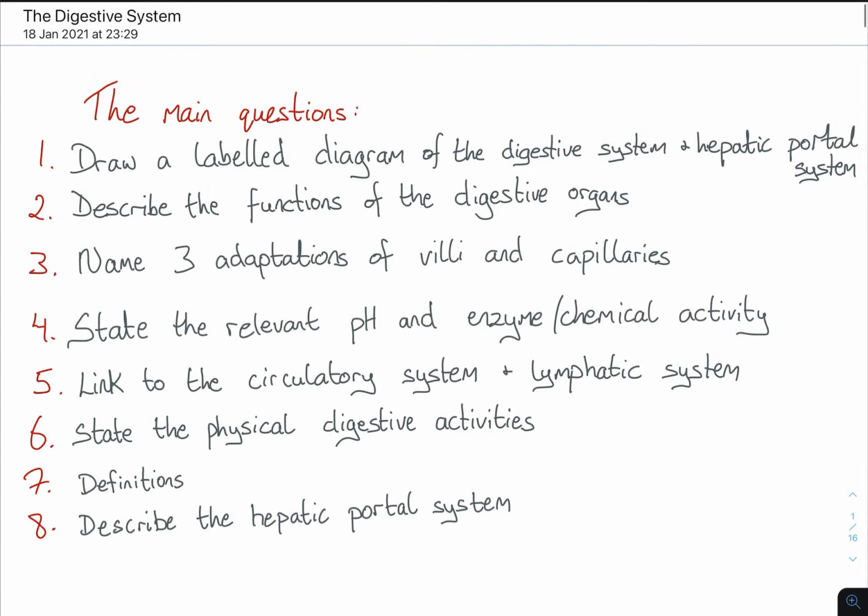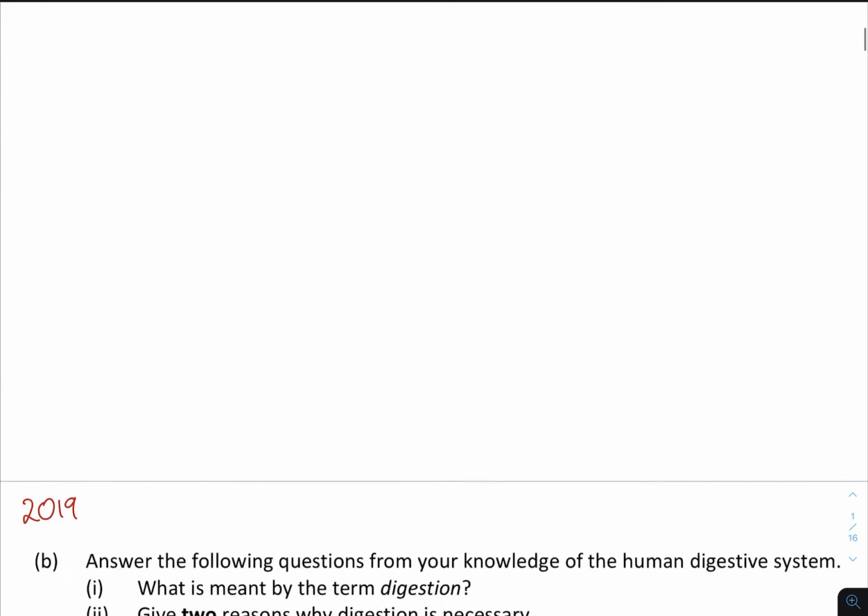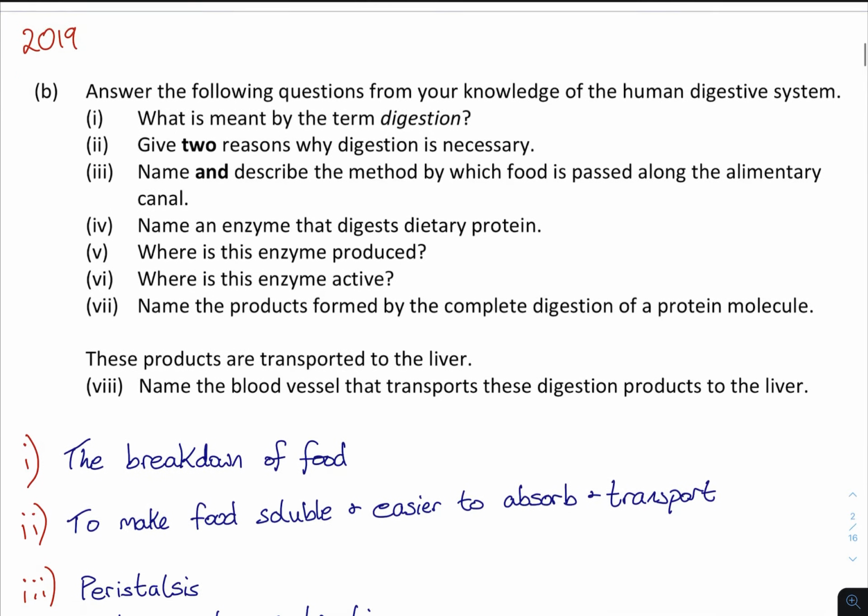Definitions, as always, and the physical activities. So we talked about the chemical ones, the enzymes and the HCl, but you also need to know the physical ones too. And also describe the hepatic portal system. As well as being able to draw it and label it, obviously, you should be able to describe it as well. Okay, we'll tear straight into it because this is going to be a long enough one. So 2019 was the last time this came up.